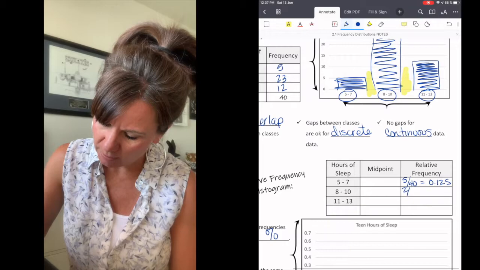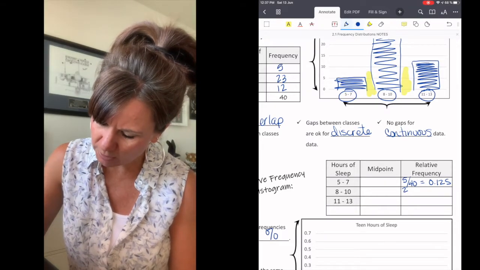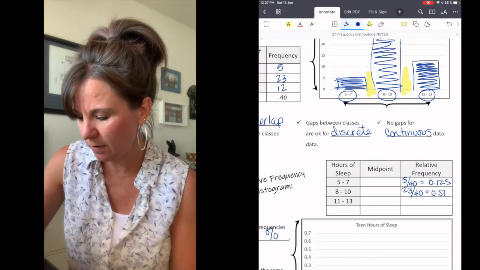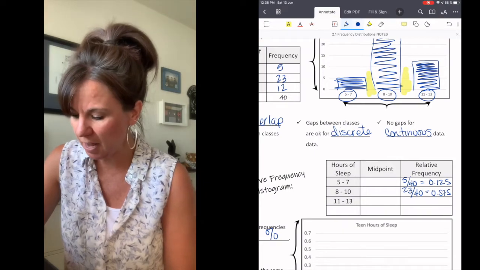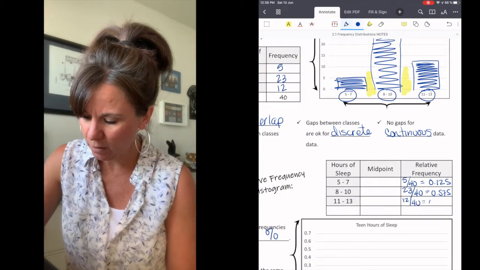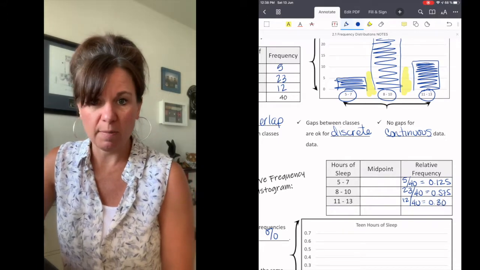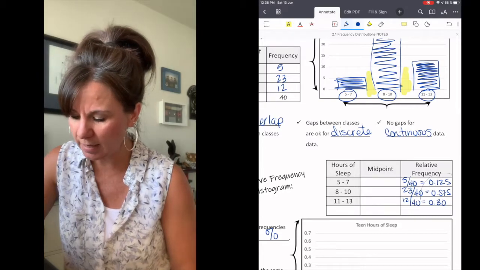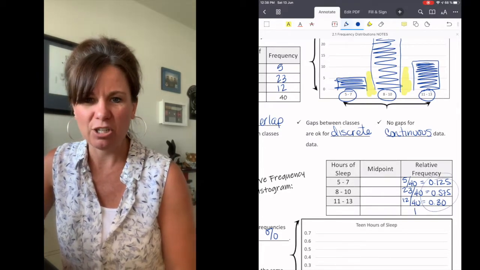For the next group, we had 23 divided by 40. 23 divided by 40 gives us 0.575, about 57.5%. And the last is 12 out of 40, which is about 30%. And one way to double check yourself, to make sure you've gotten all these numbers right, is to add those together, and they should equal 1.